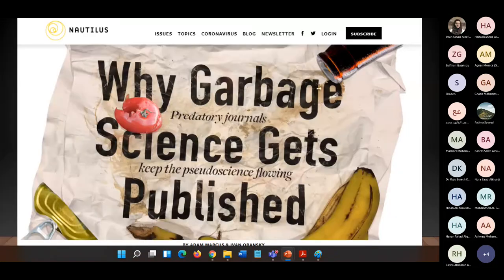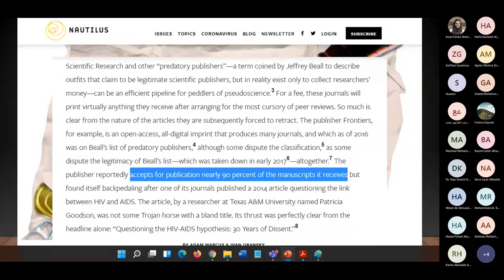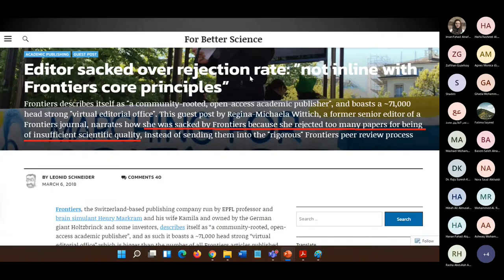So why does garbage science get published? So this is the reference for the 90%, if you want to look it up. They say that it's around a 90% acceptance rate. An editor sacked for rejection rate. She was sacked by Frontiers because she rejected too many papers for being of insufficient scientific quality. So this is part of the controversies.